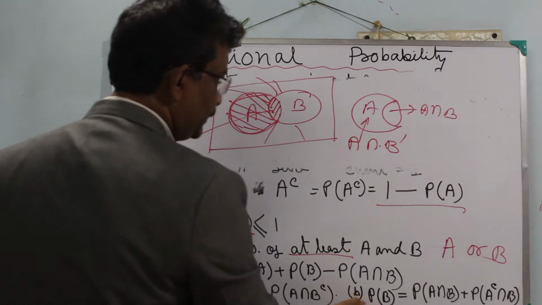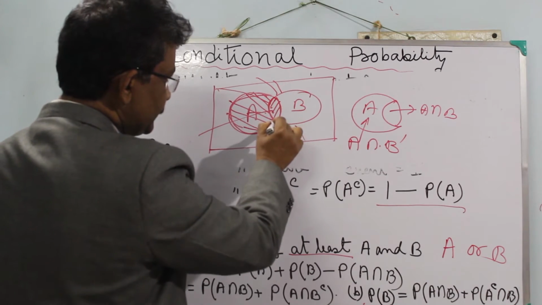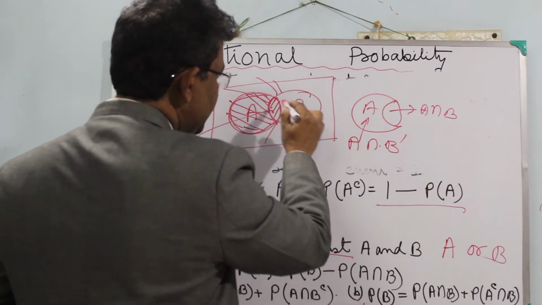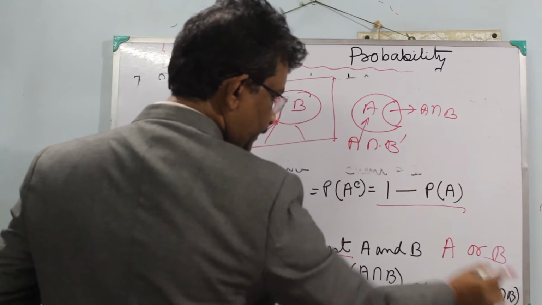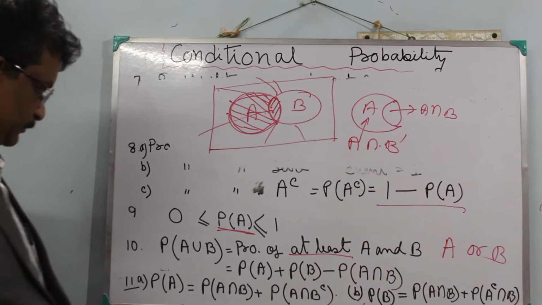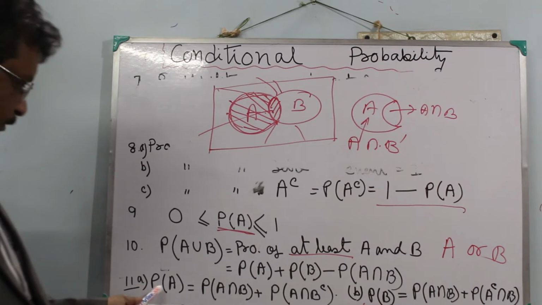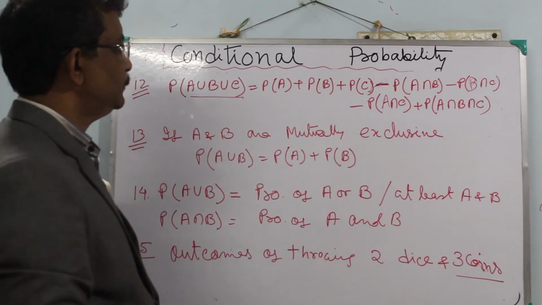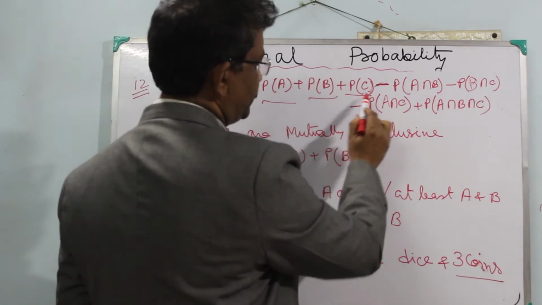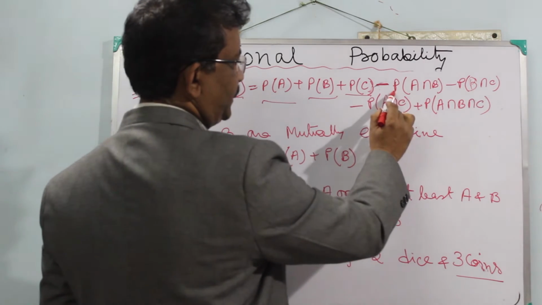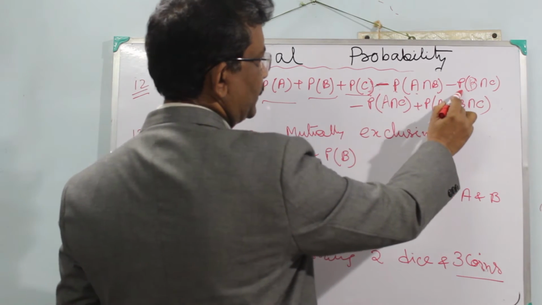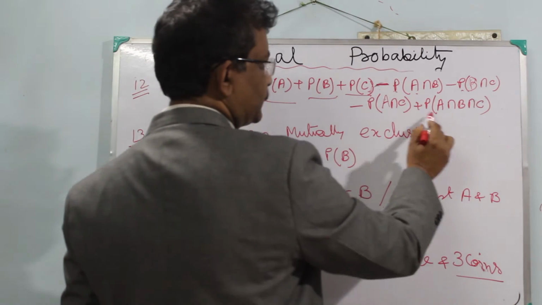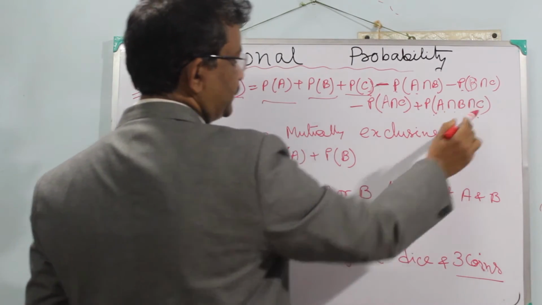Similarly, probability of B would be A intersection B plus A complement intersection B. So this will constitute probability of B and probability of A. Next, probability of A union B union C is probability of A plus probability of B plus probability of C, minus probability of A intersection B, minus B intersection C, minus probability of A intersection C, plus probability of A intersection B intersection C.